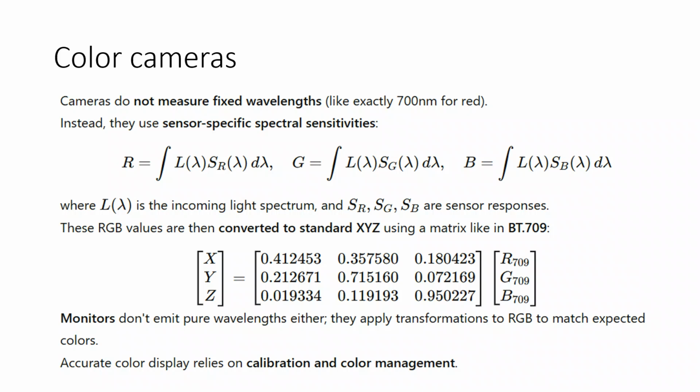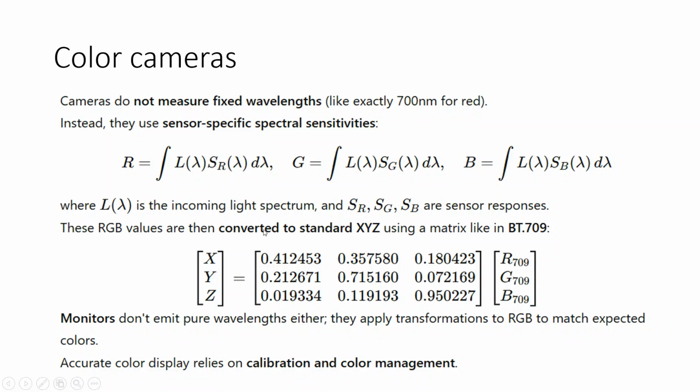Next, the color cameras. Every camera has separate sensors, and each sensor will capture different sensitivity values of images. They are represented as SR, SG, SB. In order to standardize or normalize, we perform integration of L(lambda), that is the incoming light spectrum, with SR(lambda) d lambda.